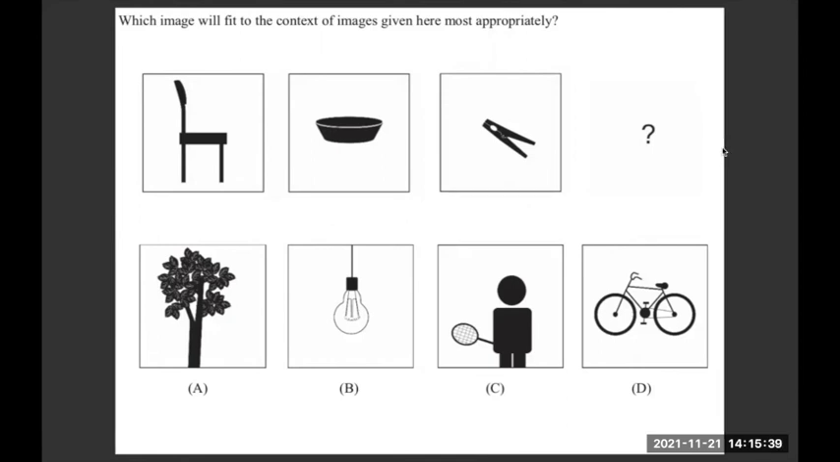The logic that I came about for this is the indoor-outdoor scenario. The chair, the bowl, the clip, I presume they would be used indoor, versus a tree, badminton, a cycle. They always correspond to the outdoors. The bulb is something which is used mostly in the indoor area of your house. That's why I chose the bulb. I use the logic of indoor outdoor.